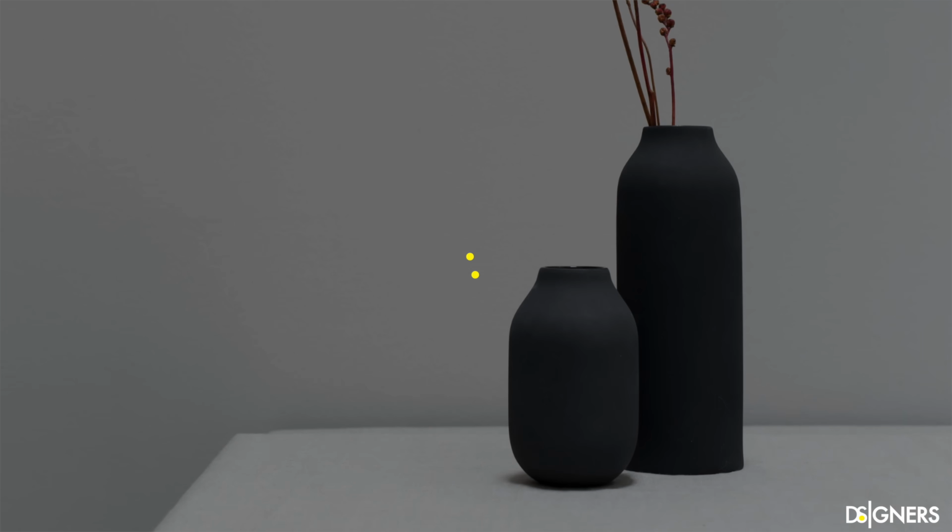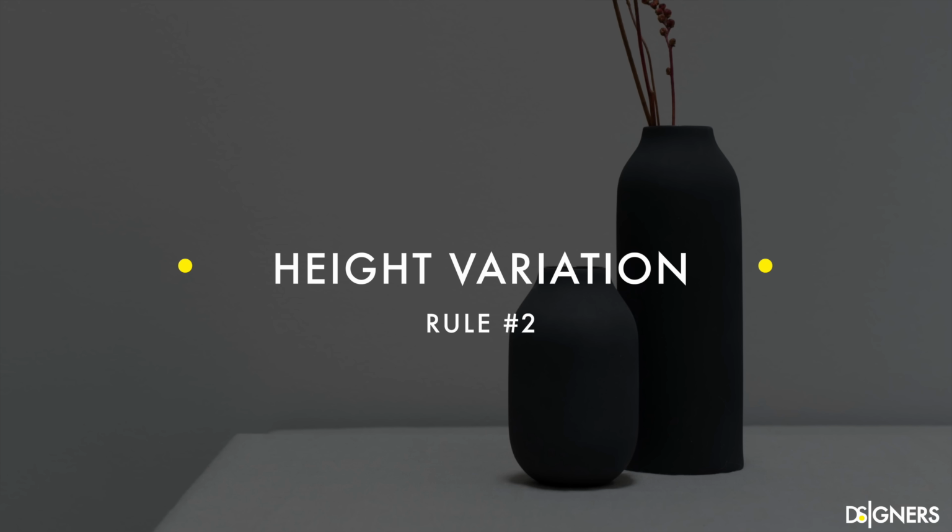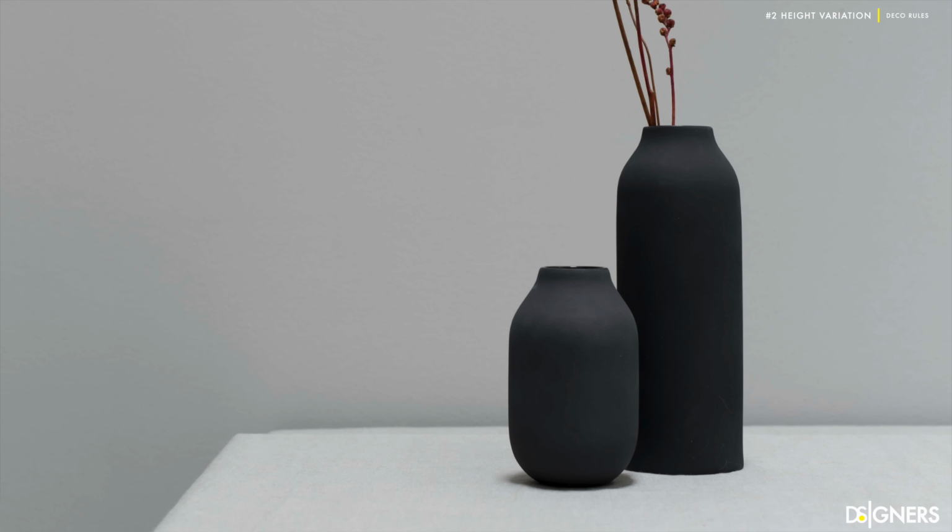The rule number 2 is height variation. Never put items of the same height next to each other. One of the best styling tricks is playing with different scales. We don't want all the same height. But when pairing different sized elements, avoid combining super tall pieces and tiny ones. You need to think about how the elements are proportional to each other.